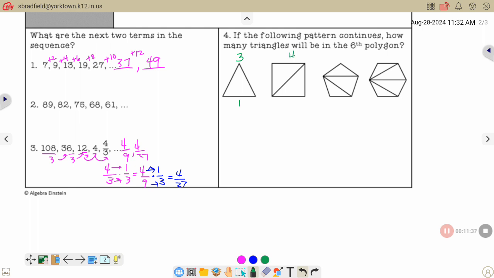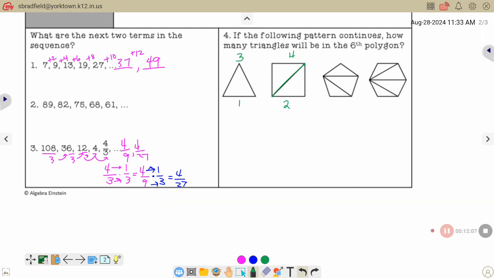4. Now what they've done is they've drawn in a diagonal. A diagonal goes from a vertex, a corner, to a non-adjacent corner or vertex. Adjacent would be right next to it. So if we go right next to the one that we started from, that would just be another side of the figure. So they drew a diagonal in. When they drew one diagonal in, how many triangles did it make? 2.